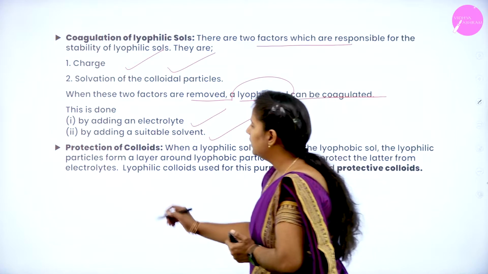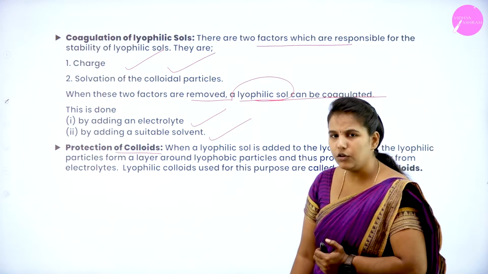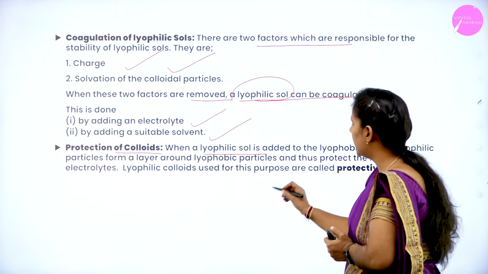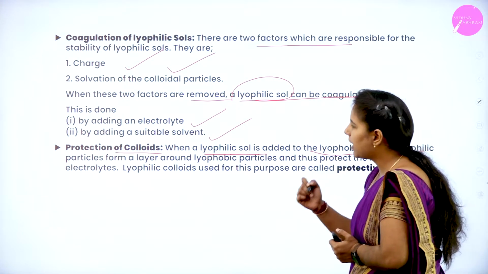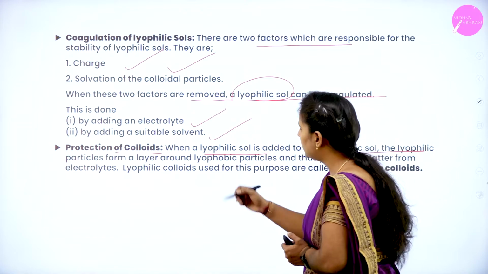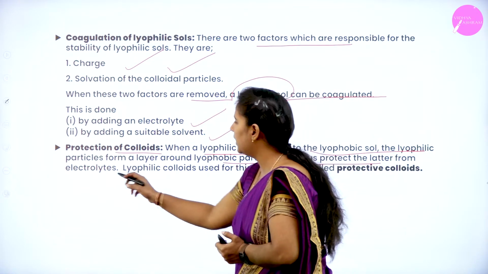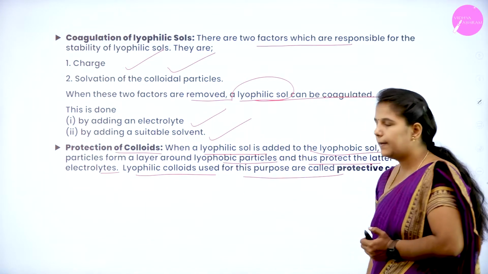And the last topic is protection of colloids. How is the protection of colloids done? Let's see now. When lyophilic colloid is added to a lyophobic colloid, the particles form a layer around the lyophobic particles. Thus, it will protect them from the electrolyte, and lyophilic colloids are used for this purpose.